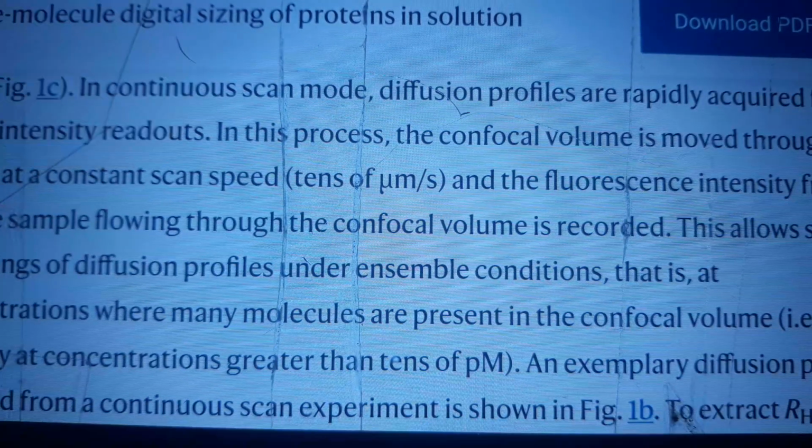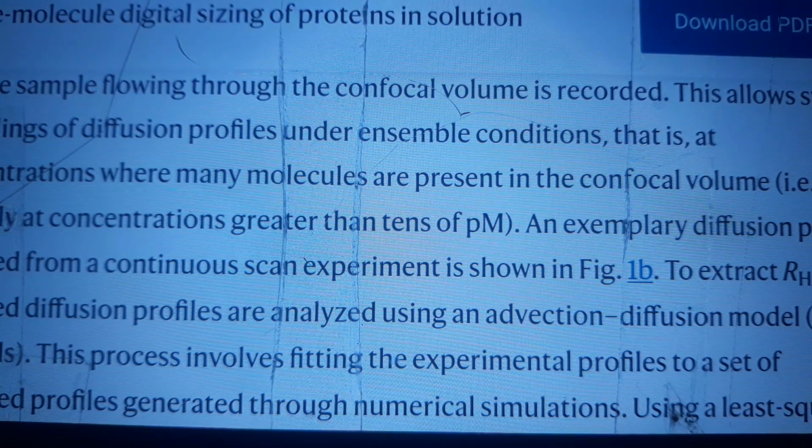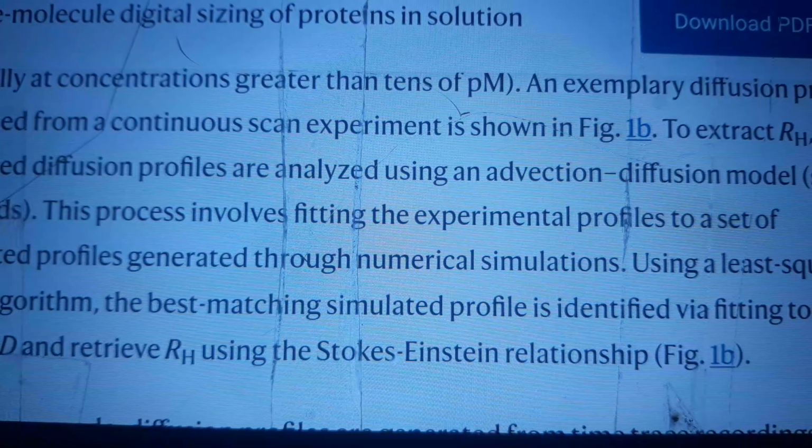In continuous scan mode, diffusion profiles are rapidly acquired from direct intensity readouts. In this process, the confocal volume is moved through the device at a constant scan speed of 10 micrometers per second, and the fluorescence intensity from analyte sample flowing through the confocal volume is recorded. This allows swift recordings of diffusion profiles under ensemble conditions, that is, at concentrations where many molecules are present in the confocal volume, typically at concentrations greater than tens of picomolar. An exemplary diffusion profile obtained from a continuous scan experiment is shown in Figure 1b.